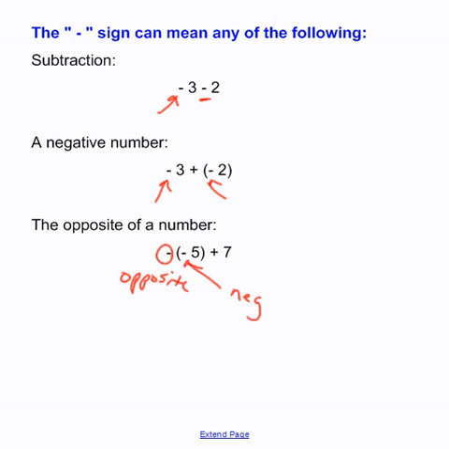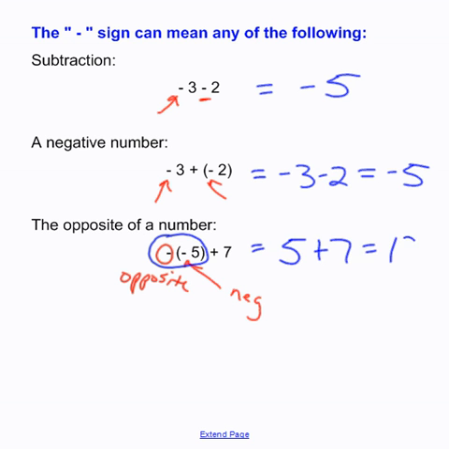So up here, we're going to do negative 3 minus 2, which is just negative 5. Here, this is going to become negative 3 minus 2 because of what we learned in sections 2.1 and 2.2. That's also negative 5. And then this one, the opposite of negative 5, becomes positive 5 plus 7 is 12.